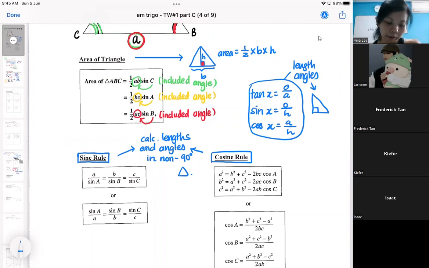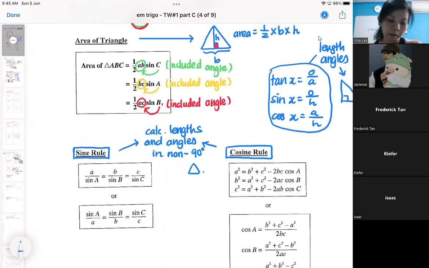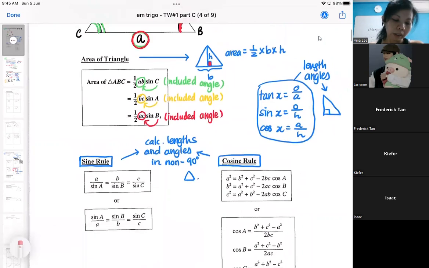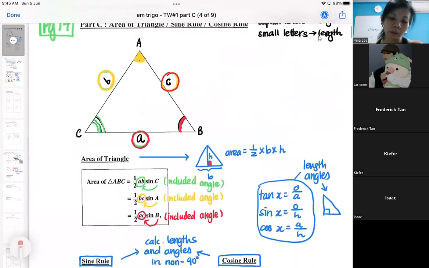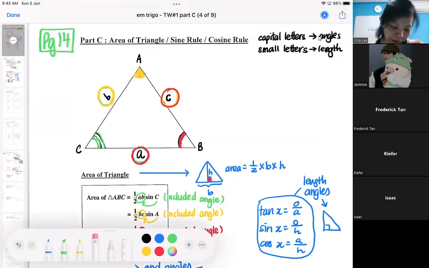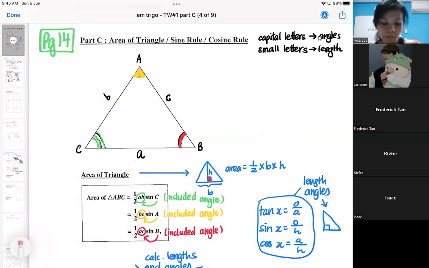The sine rule is a very simple one if you look at the formula, and actually a lot of students like that formula. So we stay with the same notation like what we did last week. Capital letter stands for angle, small letter stands for length. Okay, correct.